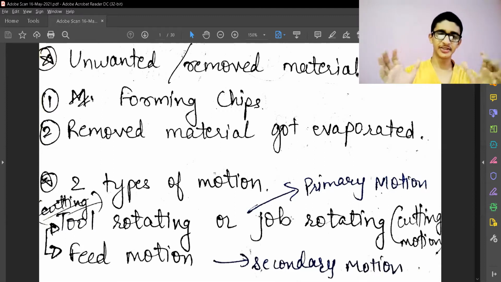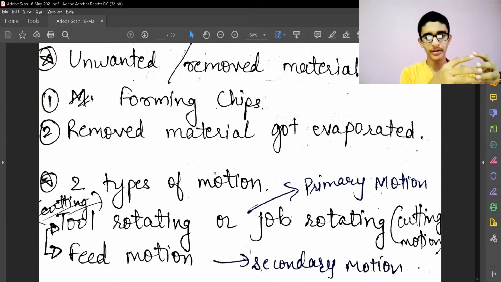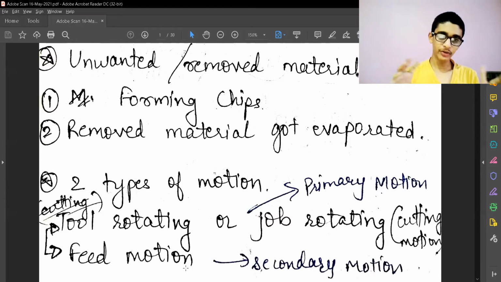So I have some kind of machine, some kind of arrangement in which my tool has to be fixed, and the tool is going to rotate. The tool is the cutter of my machine. Or the second, equivalent motion will be job rotation. What I want is a relative motion between my tool and job. That's the primary motion. And the secondary motion is the feed motion. That means I'm going to put my job onto my tool, or the tool onto my job, such that there is some cutting motion actually happening.